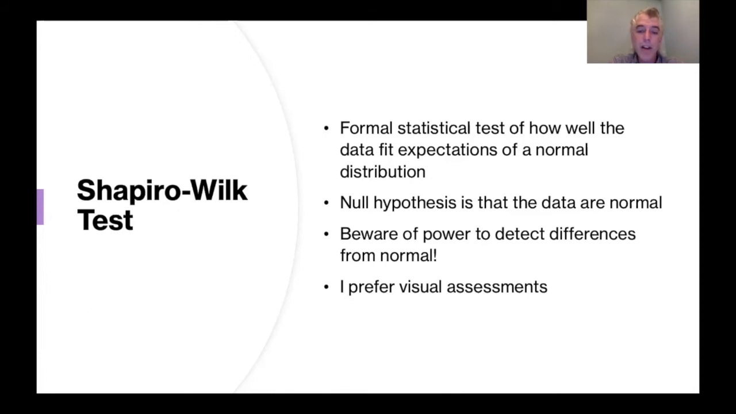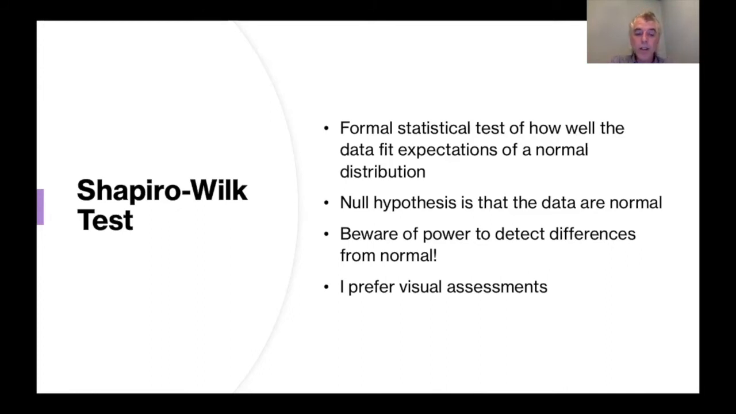If you have a very large data set, you have a lot of power to be able to detect even very small deviations from a normal distribution. In contrast, if you have a really small data set, you have very little power to be able to determine whether or not your data set deviates from a normal distribution.